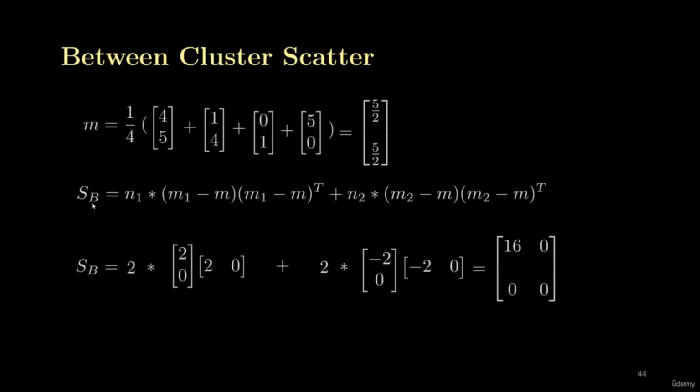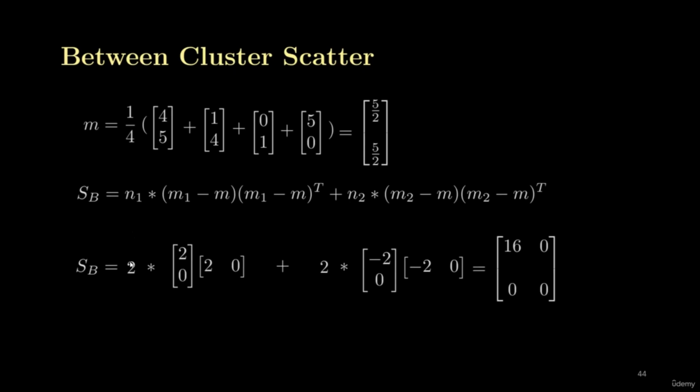Now the between cluster equation is N1 multiply (M1 minus M)(M1 minus M) transpose plus N2 multiply (M2 minus M)(M2 minus M) transpose. Now M1 is the mean of cluster 1 and M is the total mean. Here is the total mean. Now you have to subtract these two means. This is the value when you do a subtraction. This is the transpose of this term according to this.